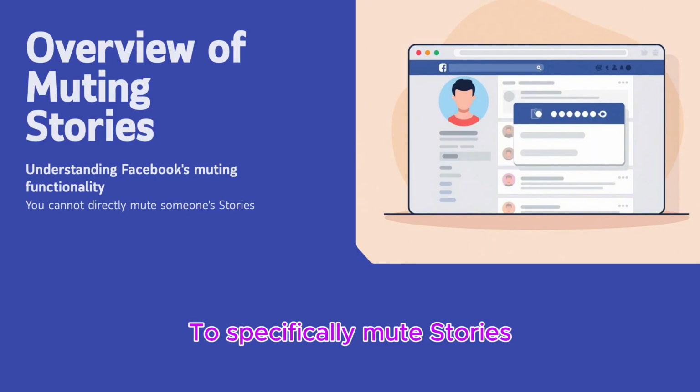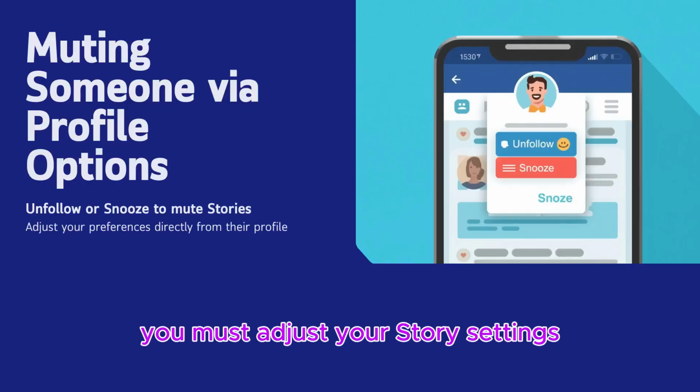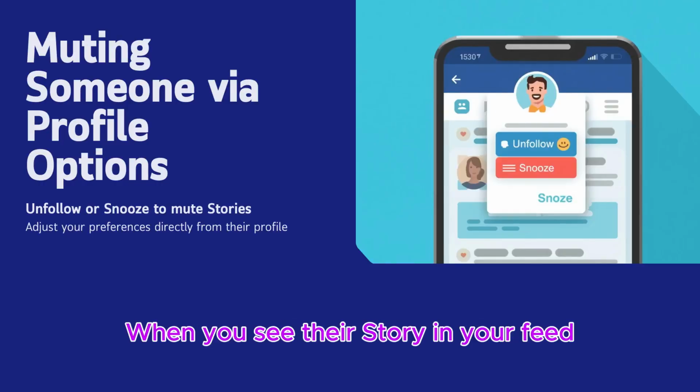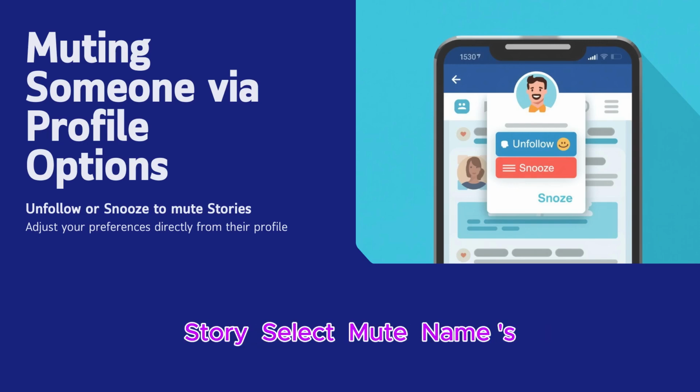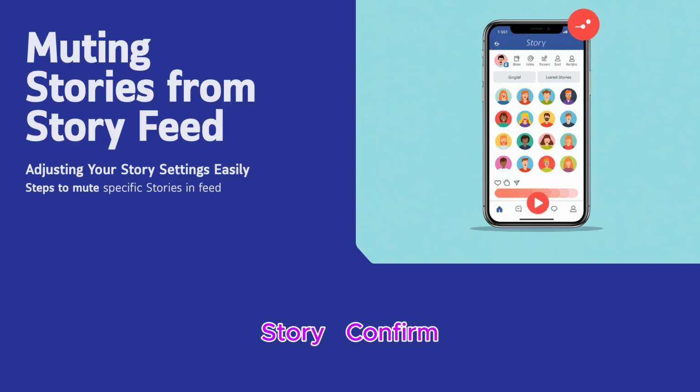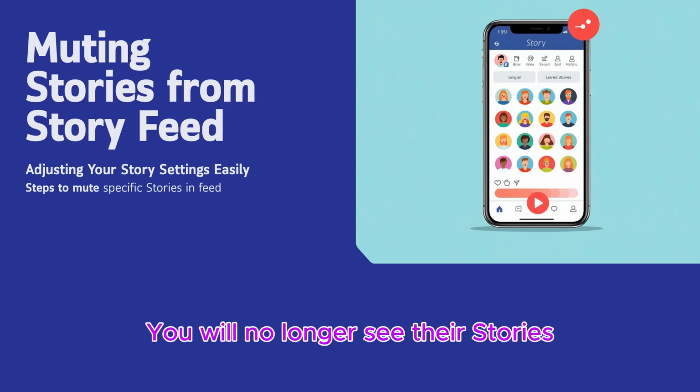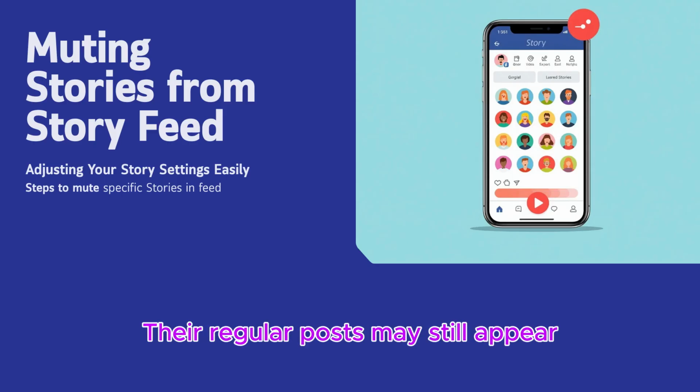This stops their posts and stories from appearing in your feed. To specifically mute stories, you must adjust your story settings. When you see their story in your feed, tap the three dots in the top right corner of the story. Select Mute Name's story, confirm. You will no longer see their stories. Their regular posts may still appear.